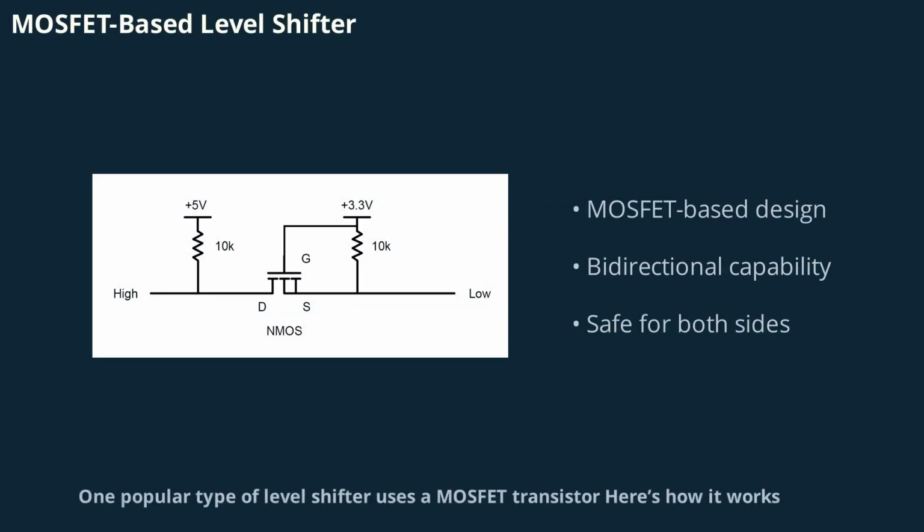One popular type of level shifter uses a MOSFET transistor. Here's how it works: pull-up resistors hold each side of the circuit at its own supply voltage, say 5V on one side and 3.3V on the other. When one side pulls the line low, the MOSFET conducts and pulls the other side low as well. High levels remain at their respective voltages, keeping both sides safe. This method is especially useful for open-drain signals like I2C, offering a simple and cost-effective solution.